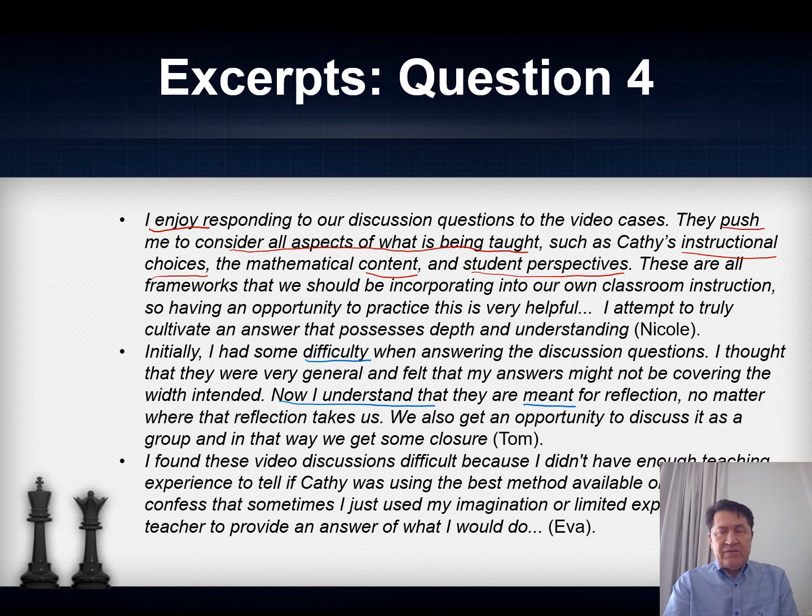And he elaborated further on no matter where the reflection takes us, we also get an opportunity to discuss it with a group. Eva, on the other hand, is not happy with online discussion because of her limited teaching experience. That's where she says she found the online discussions difficult, and she was relying on her imagination to provide an answer to the questions under reflection.